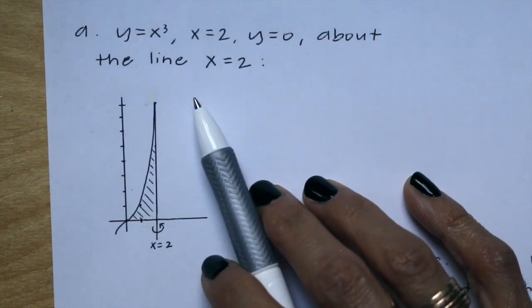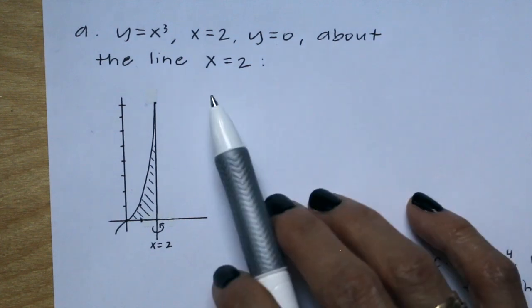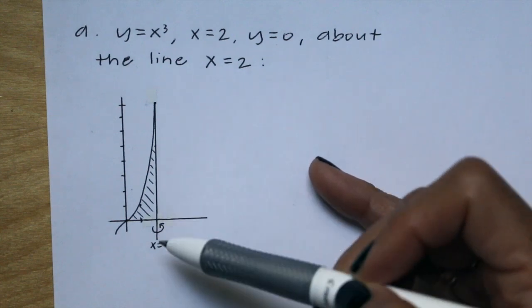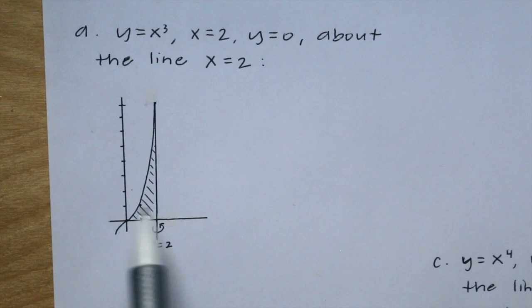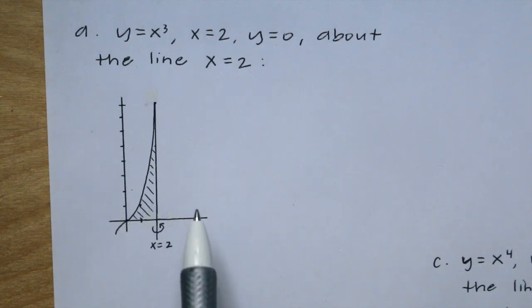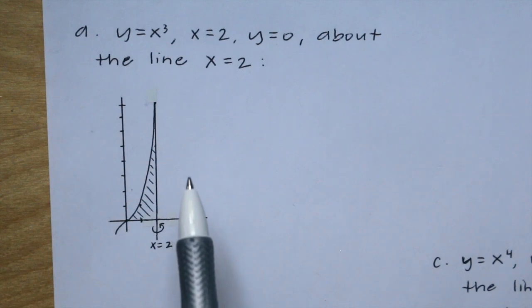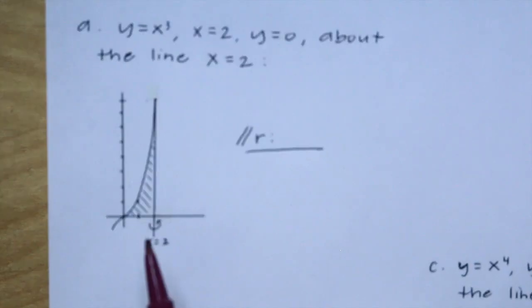For this example, we have y equals x cubed, x equals 2, y equals 0, and we're rotating around the line x equals 2. So I drew the curve bounded by x equals 2, y equals 0, and shaded it so you can see the region, and we're rotating this region around the line x equals 2. Because we're rotating around a vertical line, it's going to be a dy problem. I'm not going to draw the actual region rotated, but I do need to draw r.